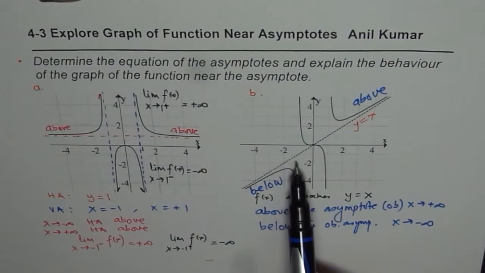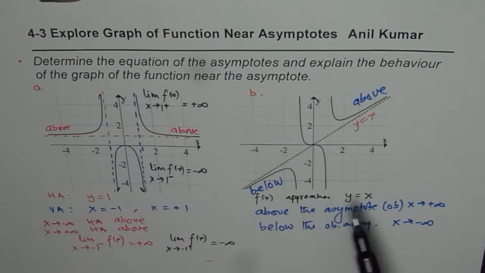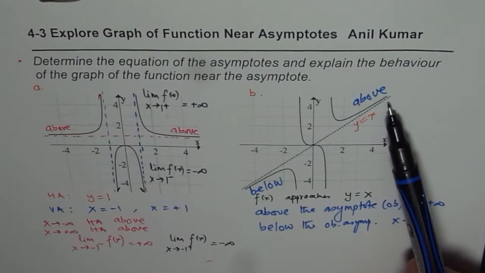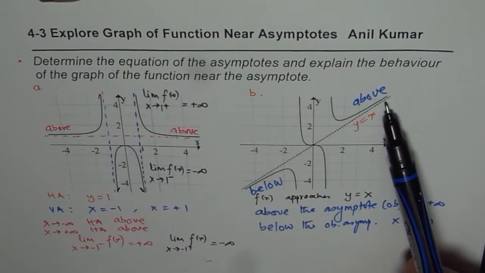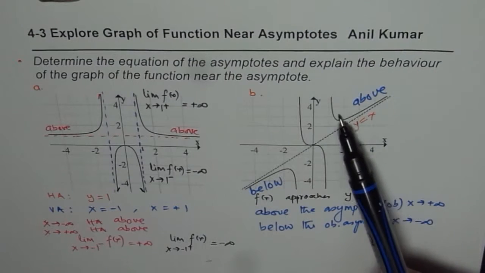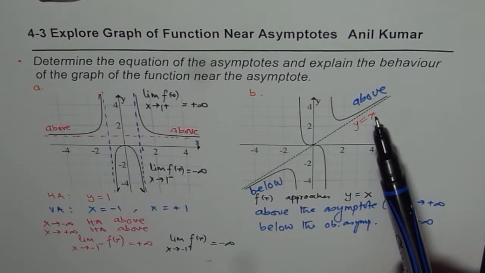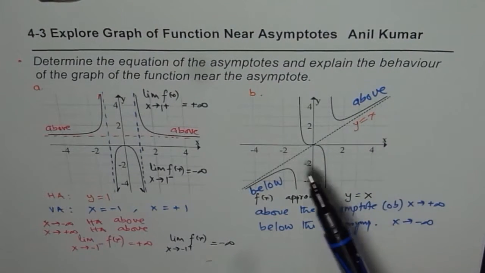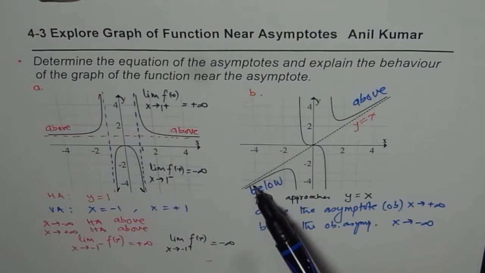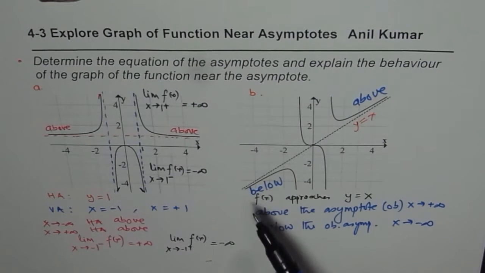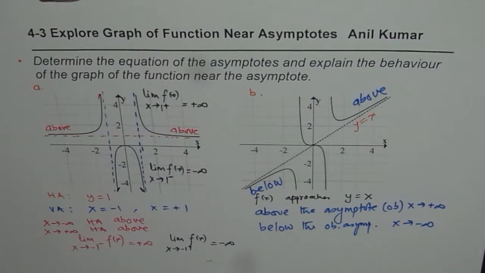So it has only one asymptote, the oblique asymptote, and the behavior near the asymptote, or end behavior you could say, is that when x approaches positive infinity, the function approaches the line y equals x from above, and when x approaches negative infinity, it approaches the line from below. So that is how you need to explain the behavior of the function as x approaches positive and negative infinity, or end behavior. Correct? I hope that is clear.